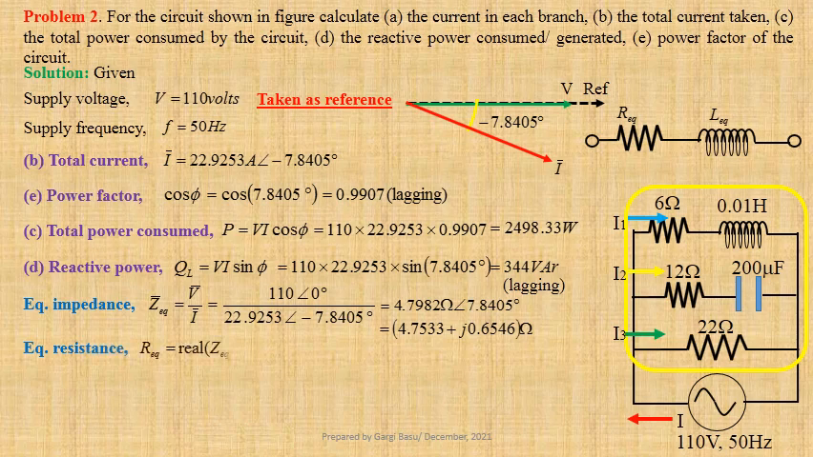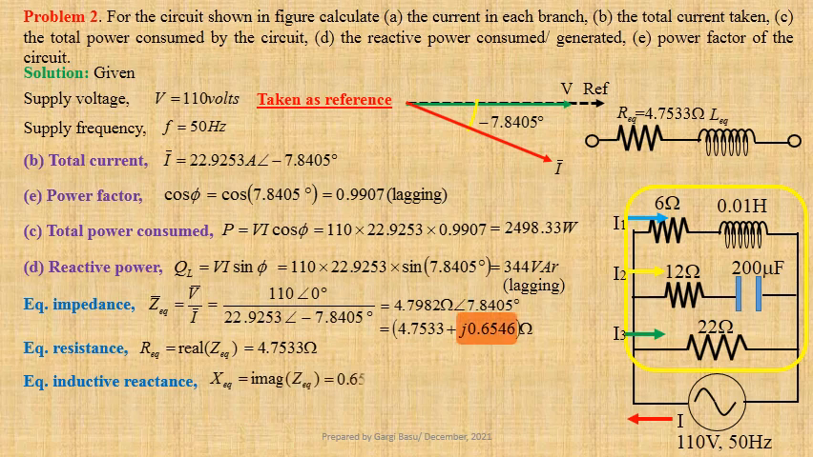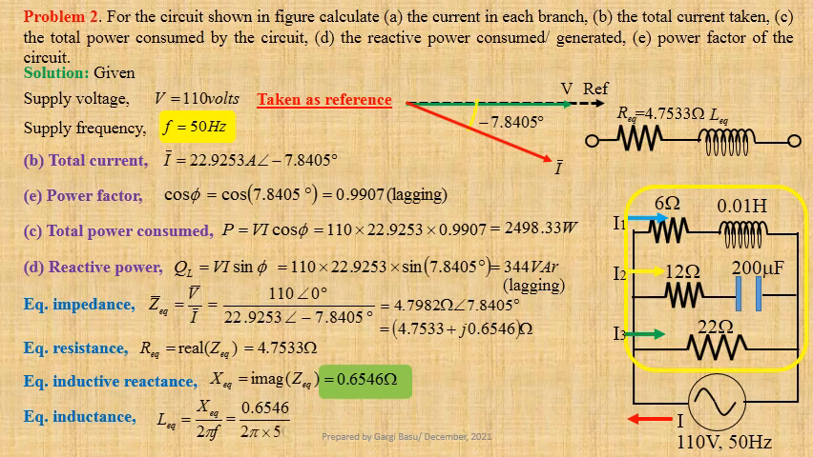Therefore, this entire circuit may be replaced by a simple series RL circuit where equivalent resistance Req equals the real part of Zeq, that is equal to 4.7533 ohm, and equivalent inductive reactance Xeq equals the imaginary part of Zeq, that is equal to 0.6546 ohm. Let us now determine equivalent inductance. Leq equals Xeq divided by 2 pi f. Using values we get 0.6546 divided by 2 pi into 50. That gives us 0.0020835 Henry or 2.0835 milli Henry.